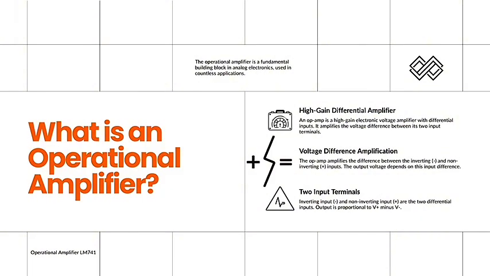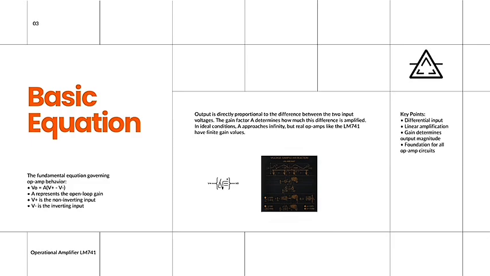An operational amplifier, commonly known as an op-amp, is a high-gain electronic device that amplifies the difference between two input voltages. It has two input terminals, the non-inverting input, which is marked with a positive sign, and the inverting input, which is marked with a negative sign. The output voltage depends on the difference between these two inputs and the gain of the amplifier. This relationship can be expressed mathematically as the output voltage being equal to the gain multiplied by the difference between the positive and negative inputs.